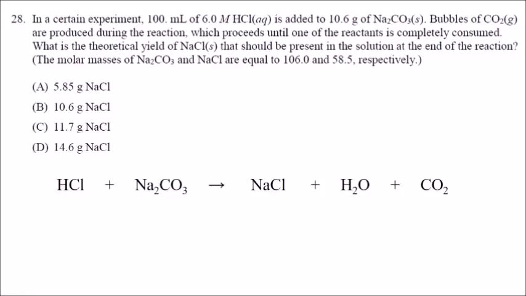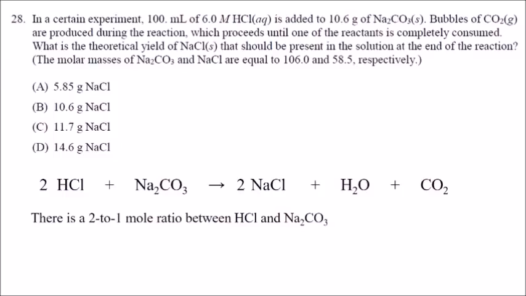Let's balance the equation by putting a 2 in front of the HCl and a 2 in front of the sodium chloride. And notice that there is a 2-to-1 mole ratio between HCl and Na2CO3. Now let's analyze how many moles of HCl we have. So volume times molarity equals moles. 0.1 liters times 6 moles per liter gives us 0.6 moles of HCl.